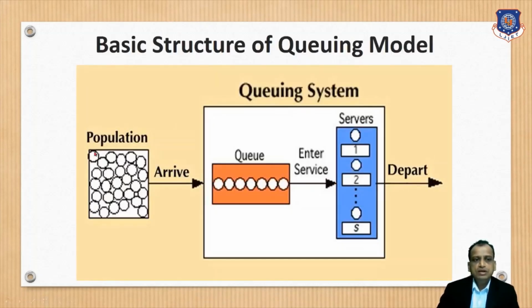If you see on the left hand side, in the queuing system, there are people. They arrive into the queuing system, they form the queue, and they enter the service. These are the servers. There can be a single server or maybe multiple servers. Once they are served, they depart. So what is a queuing system? A queuing system includes the queue, the server, and the patterns.